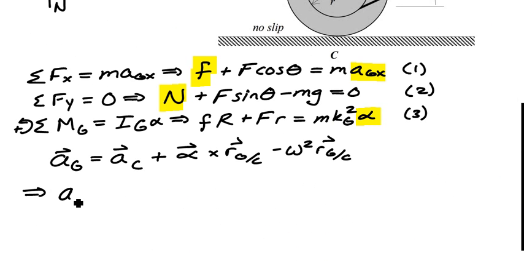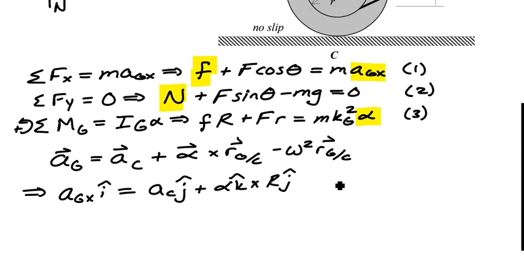Well, I'm going to have that a_gx in the i. We've already determined the y component of acceleration for G is going to equal a_C, which I know has to be purely in the j, plus alpha in the k, cross r of G with respect to C, which is a distance r in the j, minus omega squared times r of G with respect to C, which is r in the j. I should say this is not O, but actually G with respect to C, my apologies.